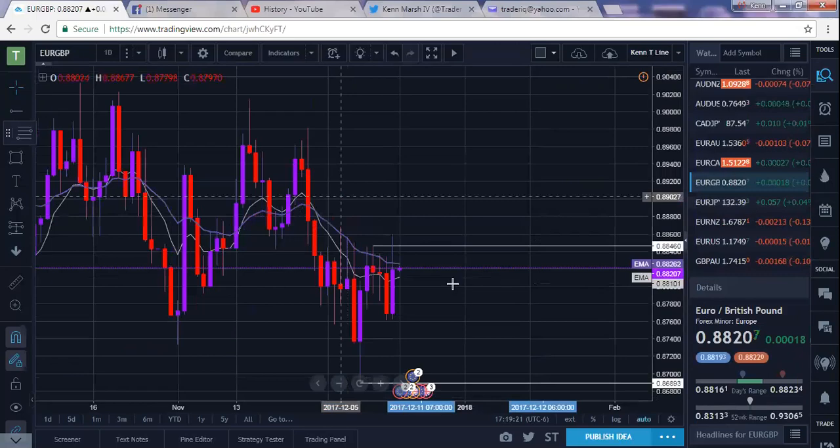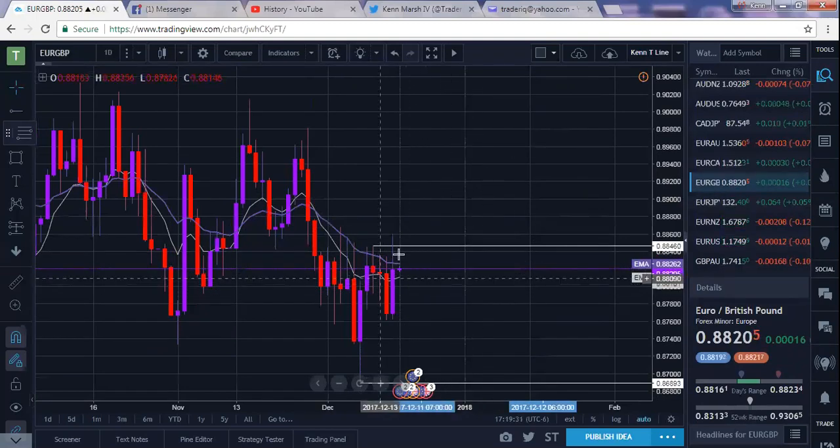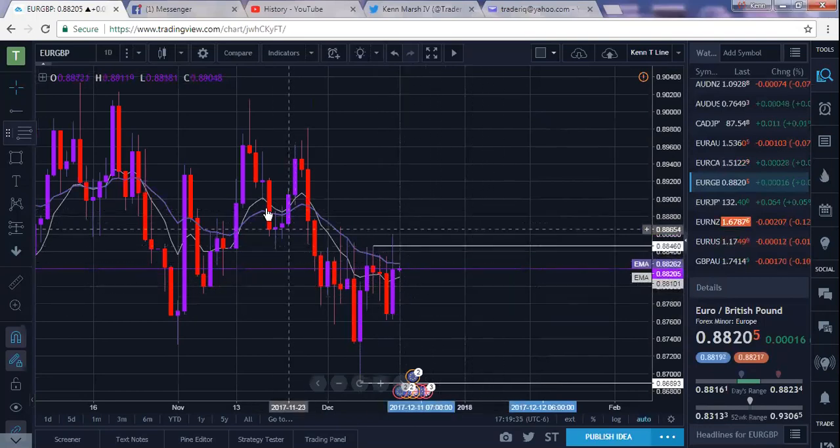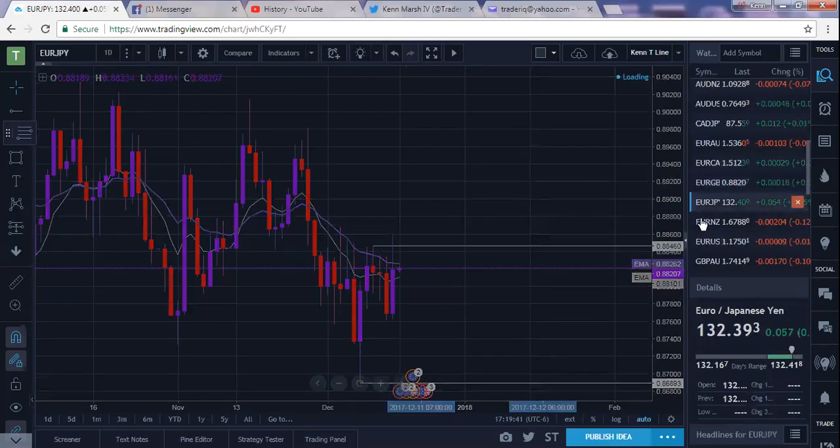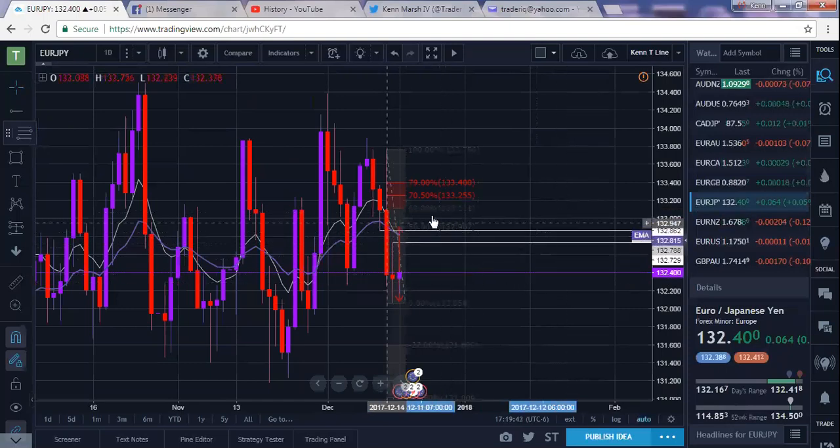Euro Pound. Euro Pound is dead sideways. That's because the pound and the euro are kind of in a stalling out, weakened state, so they're not really doing anything, they're just kind of stalled. The pound is still stronger than the euro at this point, though, so you should be seeing some bearishness here, just not very quickly. Euro JPY, this is another one. I'll show you here in just a second.